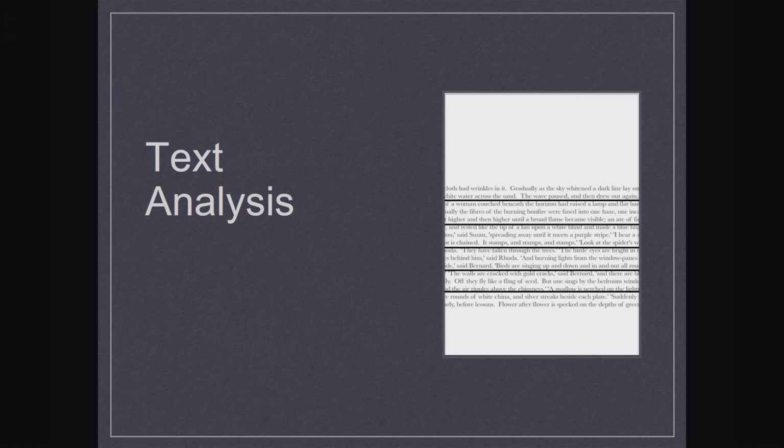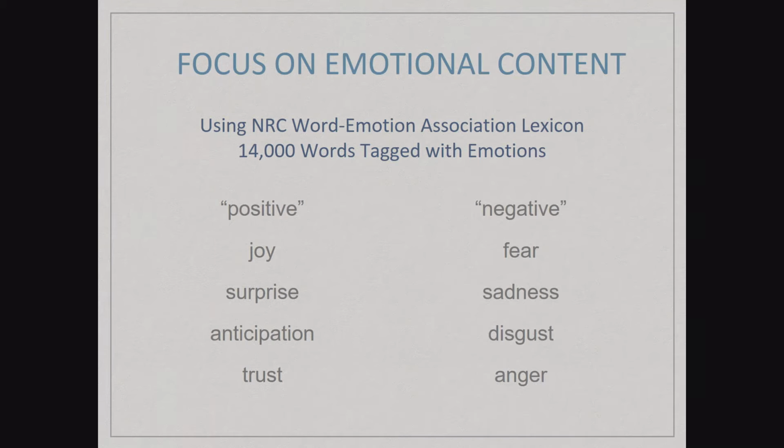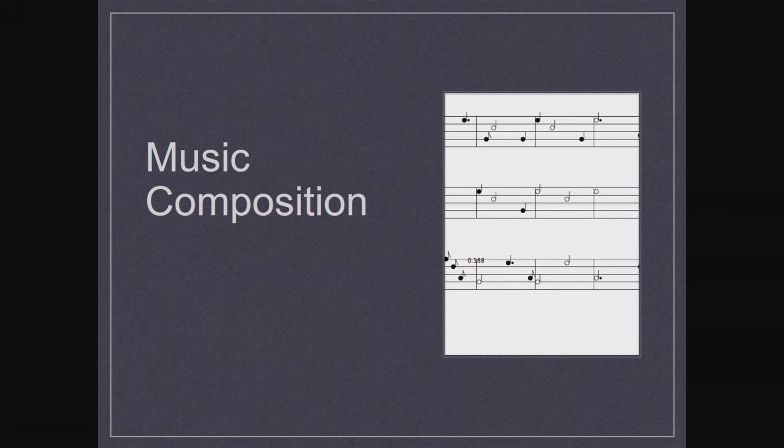So I fixed that. Transprose is a mapping between the text analysis and the music composition. So I started with text analysis. And because I was focusing on emotional content, I used the NRC Word Emotion Association Lexicon, which took the 14,000 most common English words and had them tagged with 8 different emotions and 2 emotional states, positive and negative. And that allowed me to calculate the presence of these 8 emotions throughout the novel. And with that data, I could move on to the music composition.